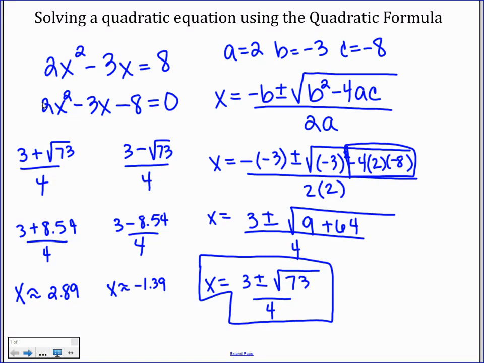So that means that when x is about 2.89, when we plug it into our original equation, it will equal 8. The same thing is said with negative 1.39. If we plug that into our original equation, it will also give us 8. And we are done.